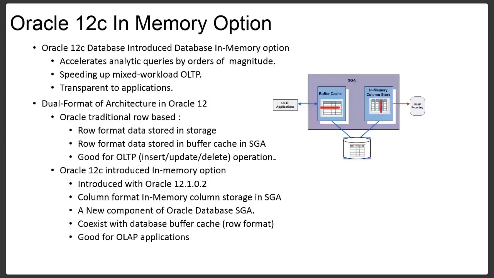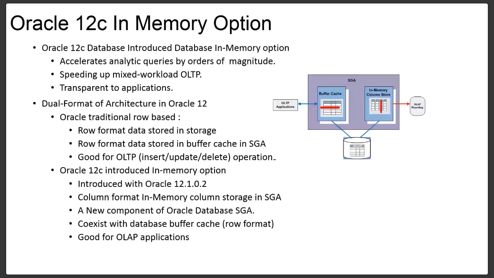The third design purpose was to be transparent. So the Oracle query optimizer should be smart enough to pick up the in-memory option. For those queries that are most suitable to run from in-memory, the query optimizer will change the query plan so that the query will run against the in-memory instead of the buffer cache. Now we introduce this in-memory option.